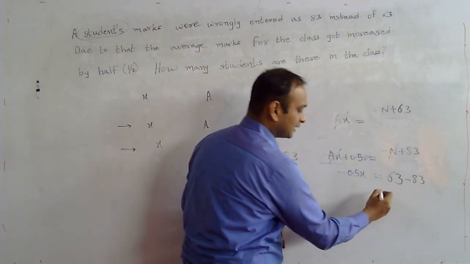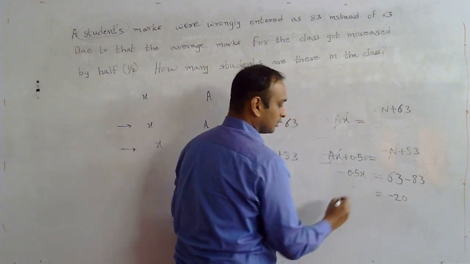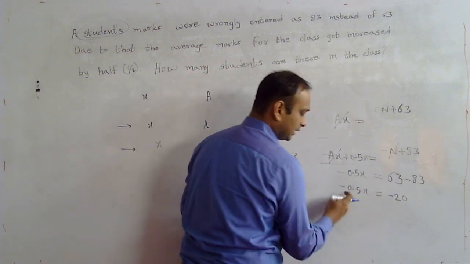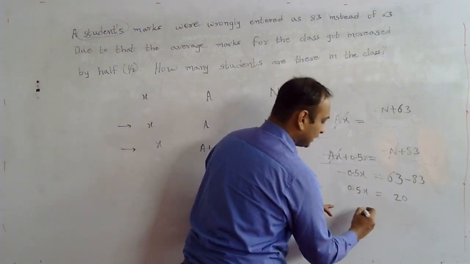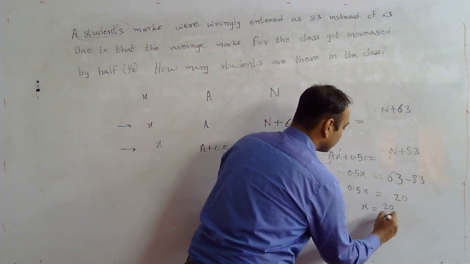So 63 minus 83 will give the answer as minus 20. Okay, so here we have minus 0.5x is equal to minus 20, the minus sign we can cancel. So 0.5x is 20, so x is equal to 20 divided by 0.5.